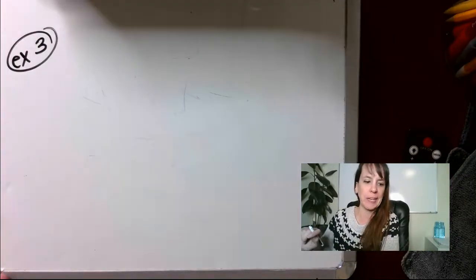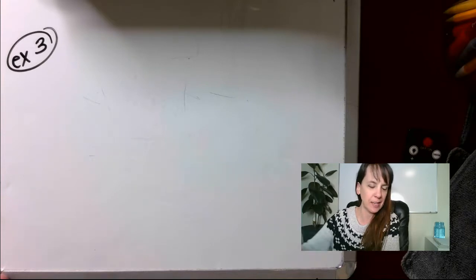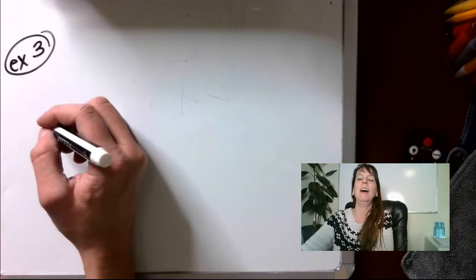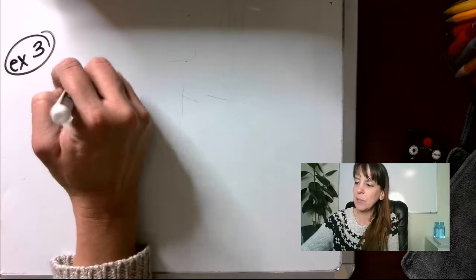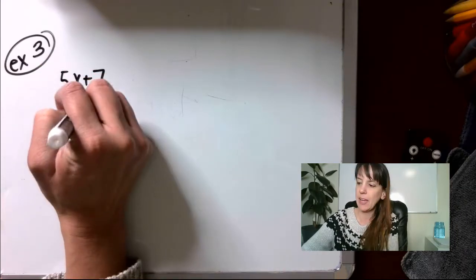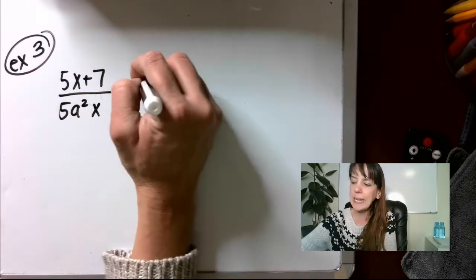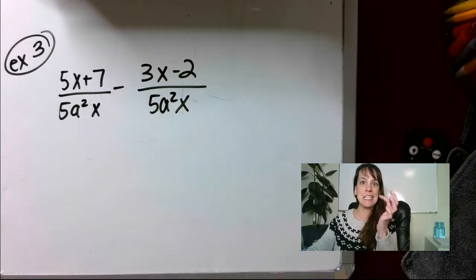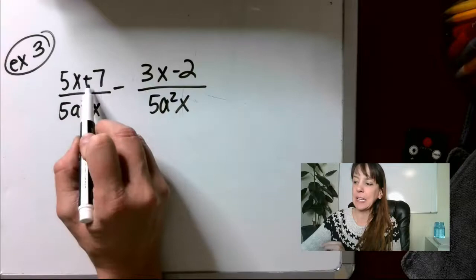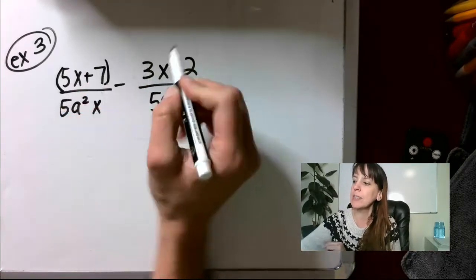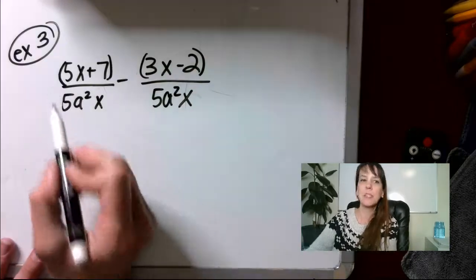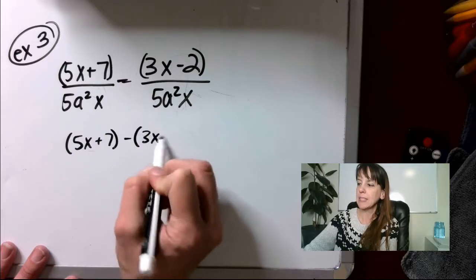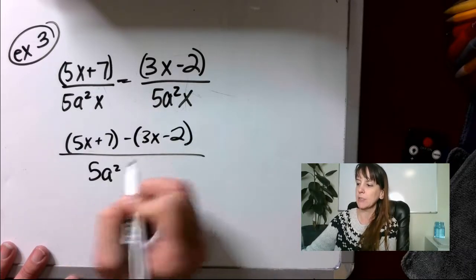Example number 3. Let's see. Okay, I'm all looking at it now because I would hate to record this whole thing and it accidentally be paused. All right, 5x plus 7 over 5a squared x minus 3x minus 2. Guys, when you are dealing with fractions and you've got an addition or a subtraction as part of the fraction, throw some parentheses around that, and there is a method to my madness here. Because when we do this, we're going to do 5x plus 7 minus 3x minus 2, right? All over 5a squared x.